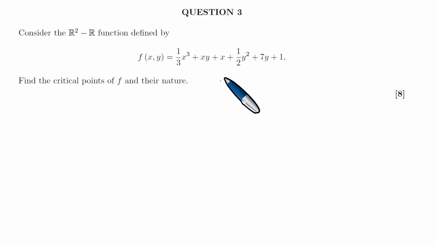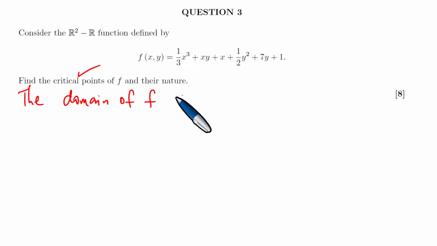Consider the R2 to R function defined by this. So we have this R2 to R function given by this. Find the critical points of F and their nature. So we have a chance to discuss critical points. To discuss the critical points, we proceed as follows. We say the domain of F has boundary.